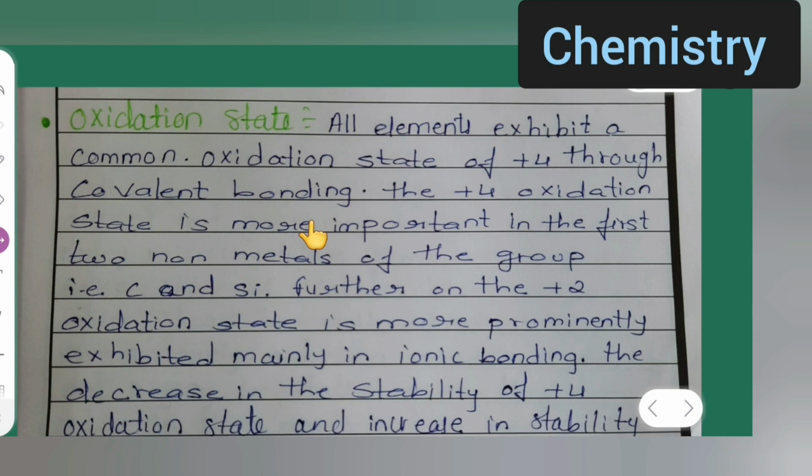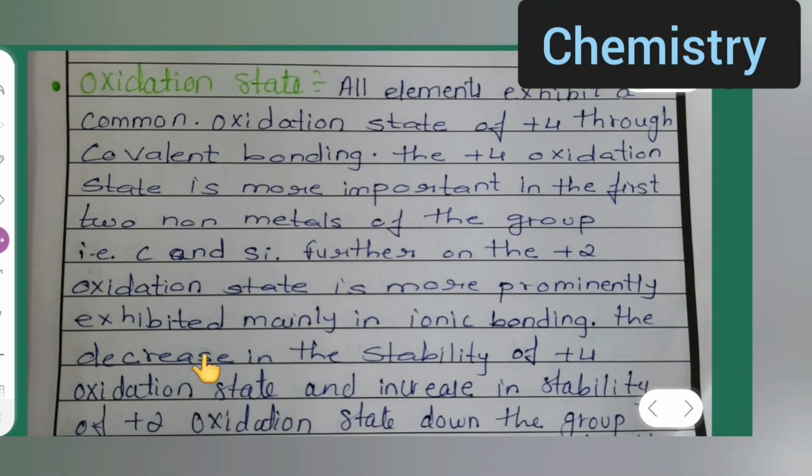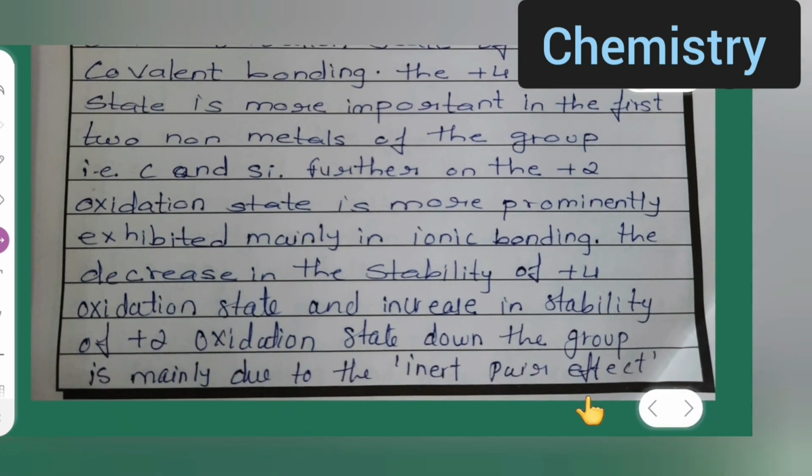All elements exhibit a common oxidation state of +4 through covalent bonding. The +4 oxidation state is more important in the first two non-metals of the group, that is carbon and silicon. Further on, the +2 oxidation state is more prominently exhibited, mainly in ionic bonding. The decrease in the stability of the +4 oxidation state and increase in the stability of the +2 oxidation state down the group is mainly due to the inert pair effect.